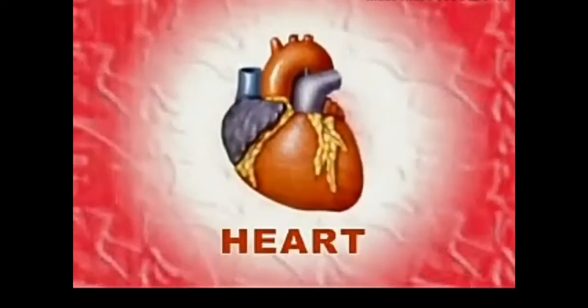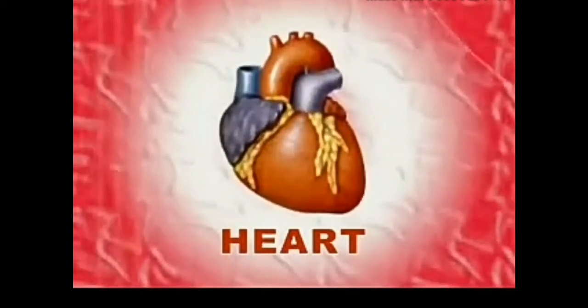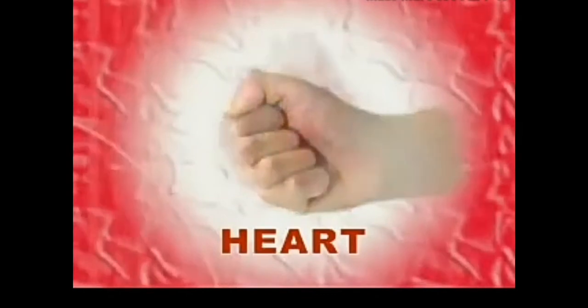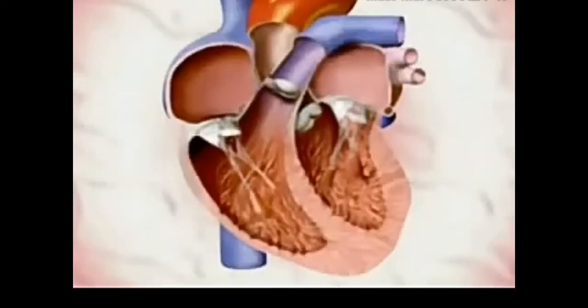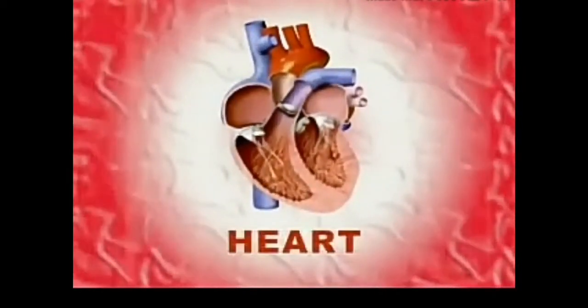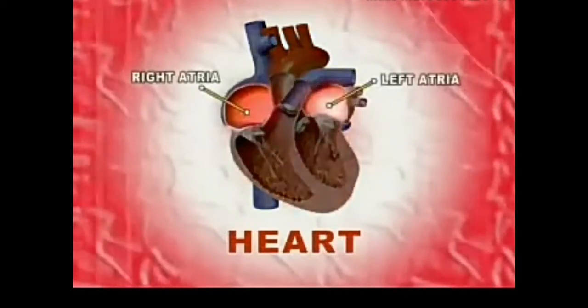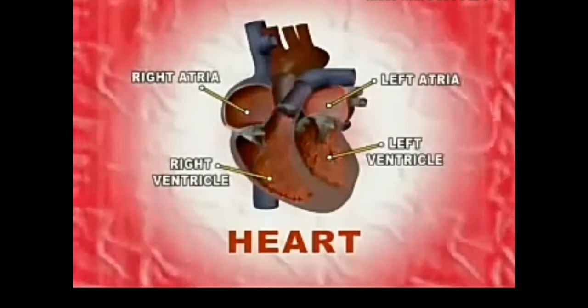Let's start with the human heart. The heart is a muscular organ about the size of a clenched fist. The heart has 4 chambers. Each chamber is like a separate room with a door that lets blood in and out. Here are the left and right atria, and the left and right ventricles.